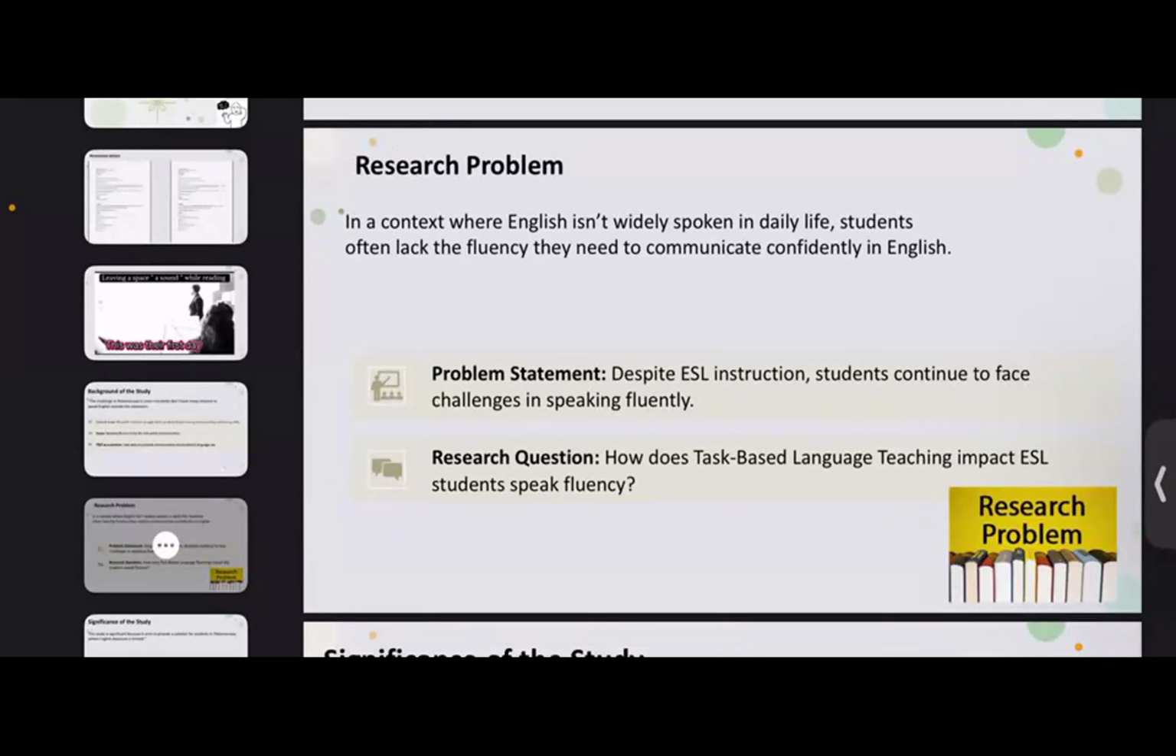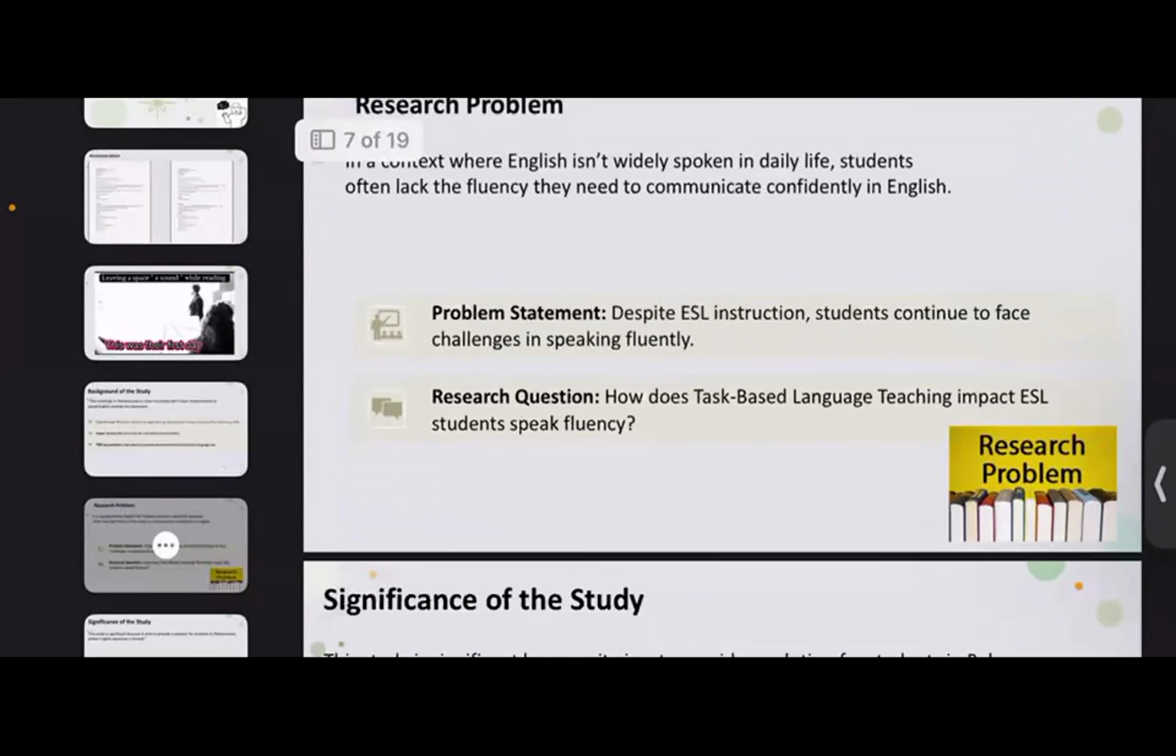Thank you, ma'am. In a context where English isn't widely spoken in daily life, students often lack the fluency they need to communicate confidently in English. This leads us to the research question: how can we improve ESL students' speaking fluency in Polonnaruwa using TBLT? So the research question is: how does task-based language teaching impact ESL students' speaking fluency?